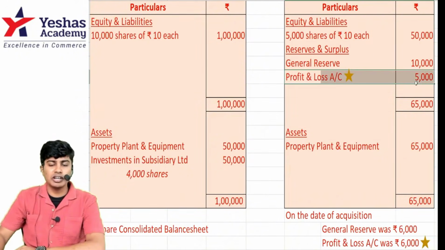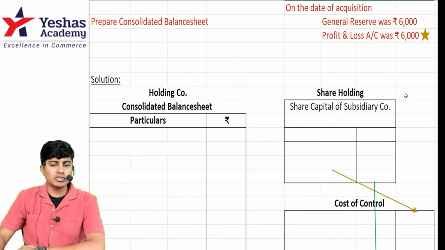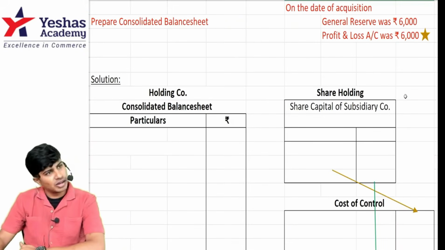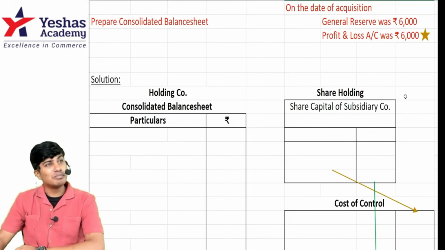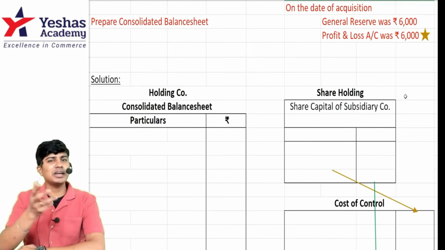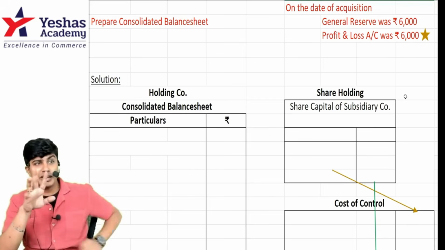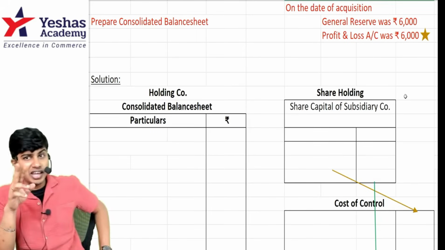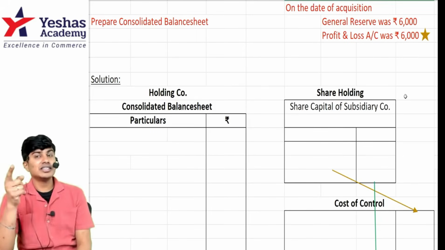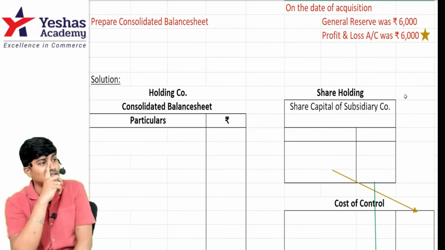P&L. How much is it on the date of consolidation? 5. How much was it on the date of acquisition? 6. How much is it post? 1. Very good. Minus 1. Why? 5 minus 6. Not 6 minus 5. 5 is on the date of consolidation. 6 was there on the date of acquisition.